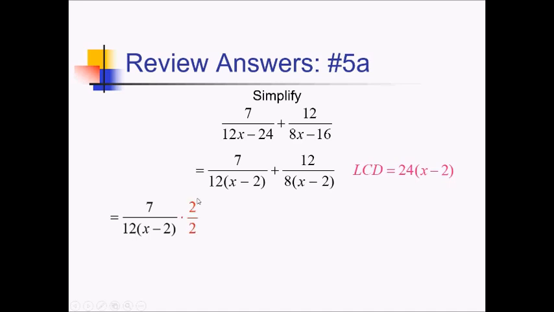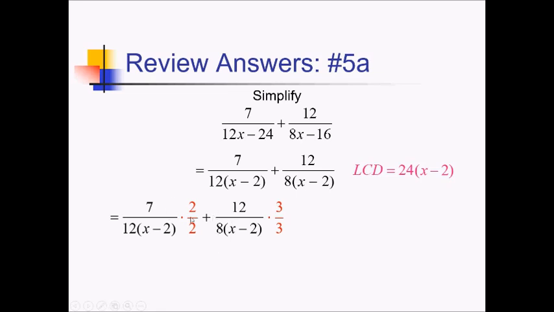And I have to multiply by something over itself because I can't legally change the value of this. So I have to multiply by, I call it a fancy form of 1, a foo. Basically, just multiplying by 1 doesn't change the value. For this other fraction, I've already got the x minus 2, but this 8 needs to be a 24. So I'll multiply by 3 over 3 to make that happen.